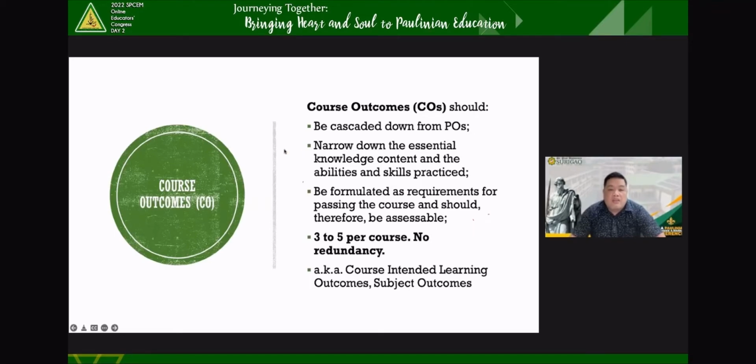They narrow down the essential knowledge content and the abilities and skills practiced. They are formulated as requirements for passing the course and should therefore be accessible. And we peg this from 3 to 5 per course only and no redundancy. These are also known as course intended learning outcomes or subject outcomes. This answers the question, upon finishing the subject Engineering Mechanics 101, for example, EM 101, what can they now demonstrate? So that's the course outcomes.